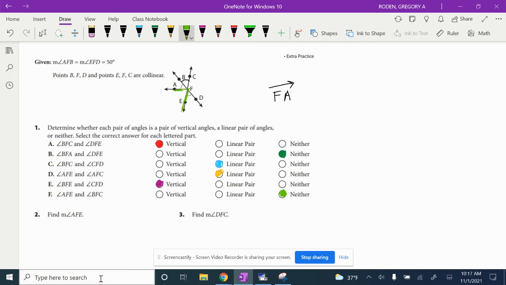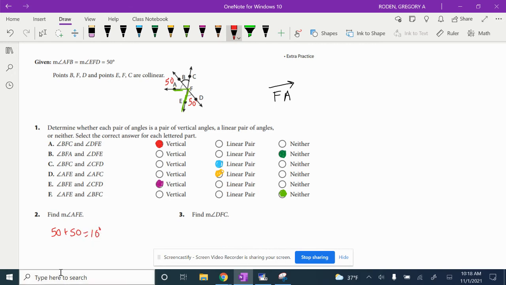Okay. We also know that this angle here, I believe, is 50 degrees, right? And this angle here is 50 degrees. Okay, so how can we figure out the measure of angle AFE? Chris, you want to volunteer on that one? So you do 50 plus 50, and that's 100. Okay, so we add the two 50s, and we get 100 degrees, yeah?